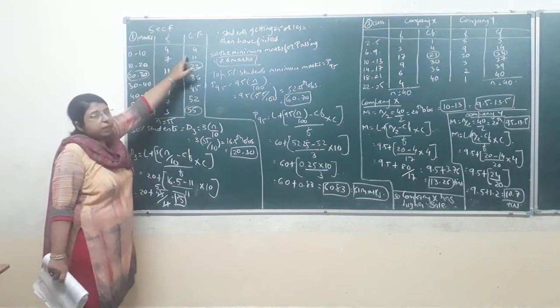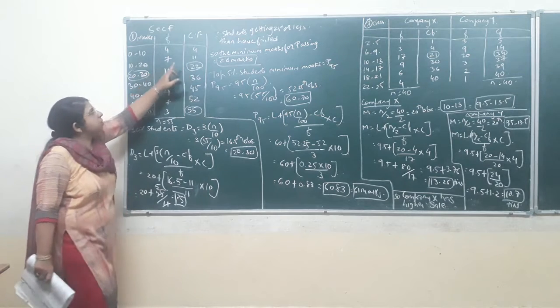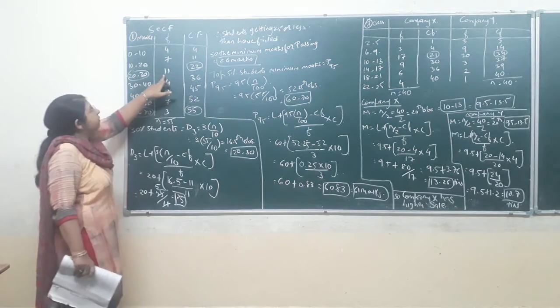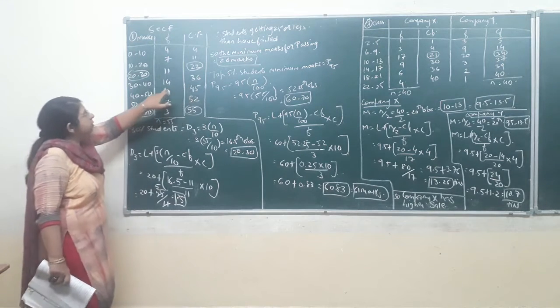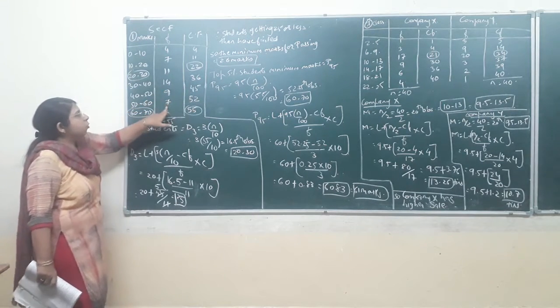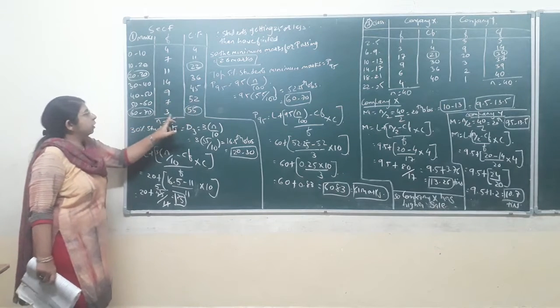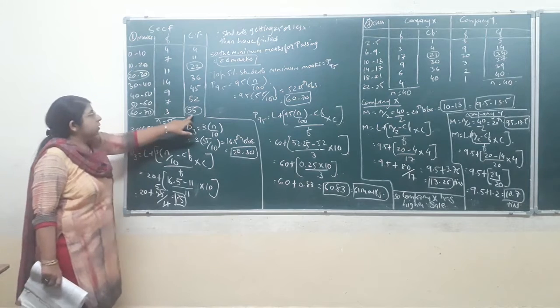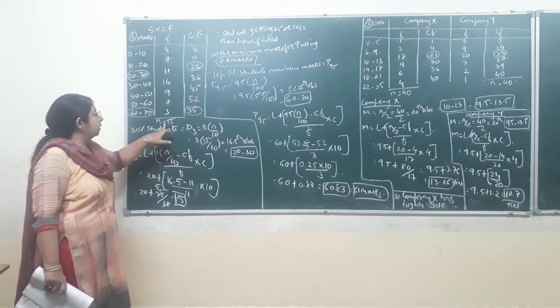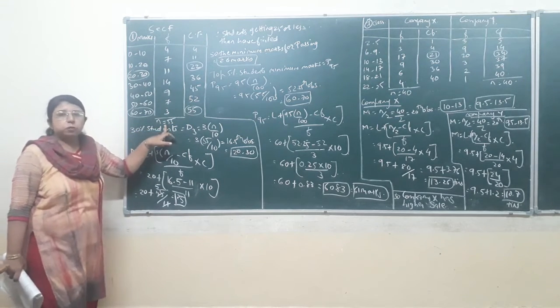Now the first value will be as this for CF, then afterwards 4 plus 7, it will come to 11. 11 plus 11, 22. 22 plus 14, that is 36. 36 plus 9, 45. 45 plus 7, 52. And 52 plus 3, that will come to 55. So always the last value of cumulative frequency and the total of the frequency should come equal.